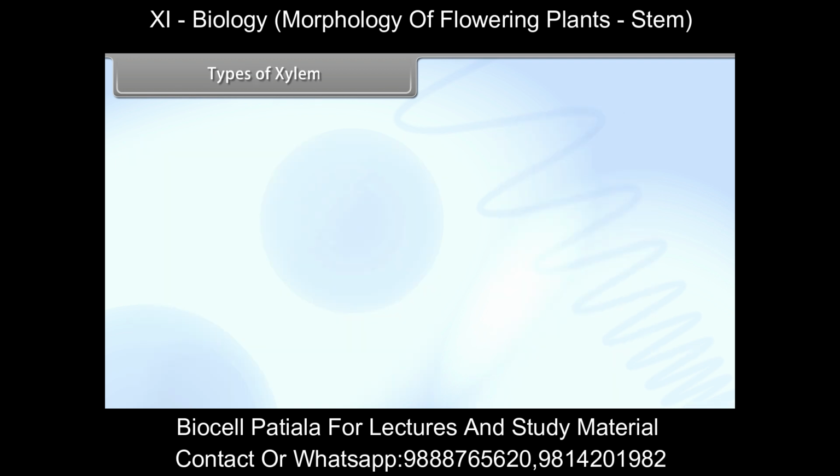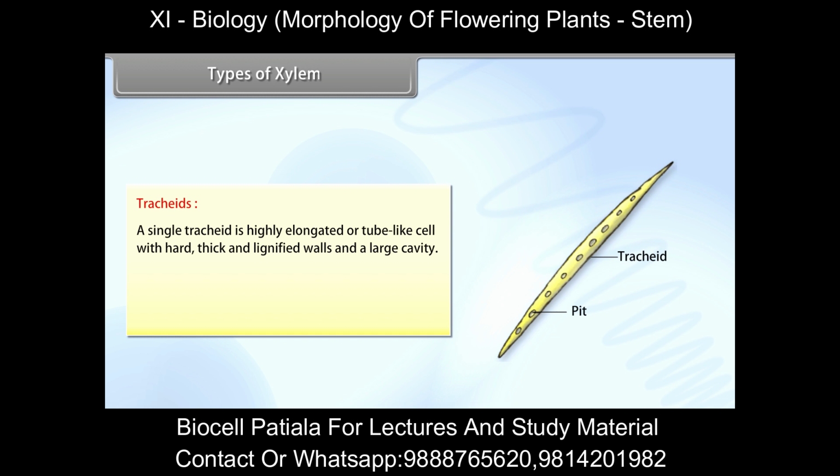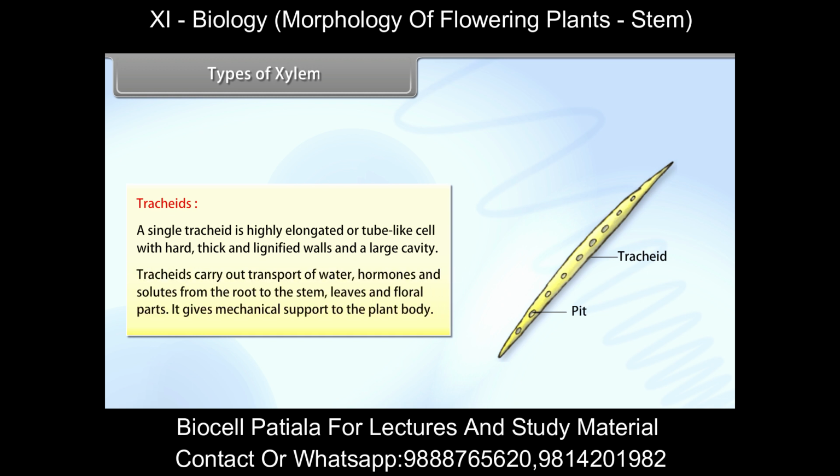Types of xylem. Tracheids. A single tracheid is a highly elongated or tube-like cell with hard, thick, and lignified walls and a large cavity. Tracheids carry out transport of water, hormones, and solutes from the root to the stem, leaves, and floral parts. It gives mechanical support to the plant body.